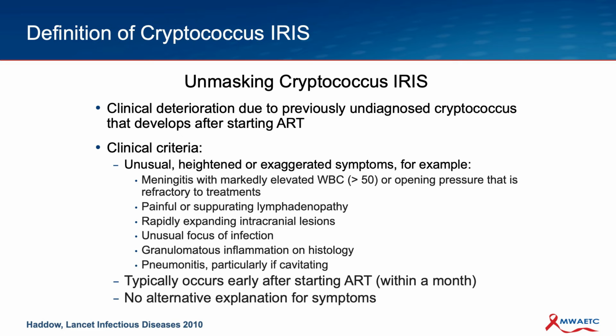For unmasking IRIS, cryptococcal IRIS, it's clinical deterioration due to previously undiagnosed cryptococcus that develops after starting antiretroviral therapy. And again, I think the key thing here is unusual, heightened, or exaggerated symptoms. So some of the same symptoms that I listed in the previous slide, but they've got to be off the charts, like way abnormal inflammatory symptoms with any of these conditions. Typically occurs within a month after starting antiretroviral therapy, and once again, no alternative explanation for those symptoms.